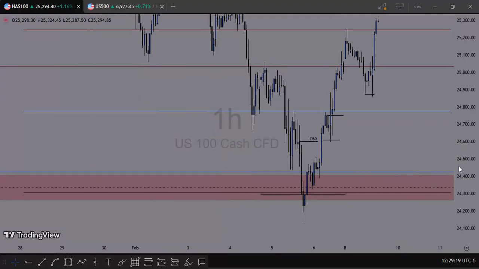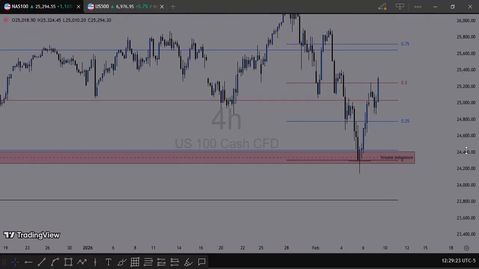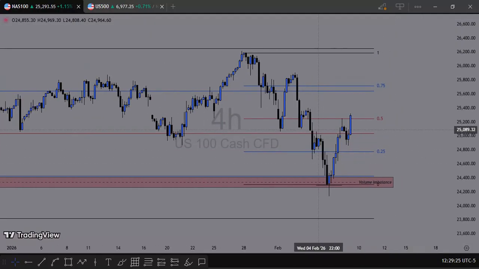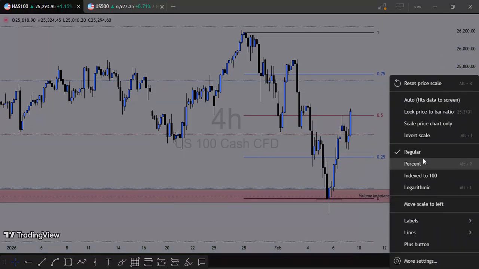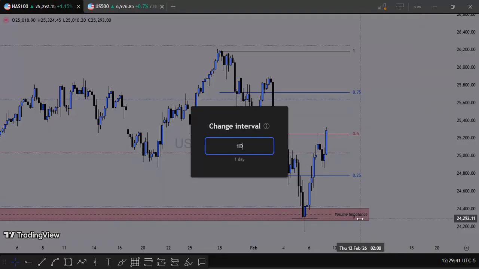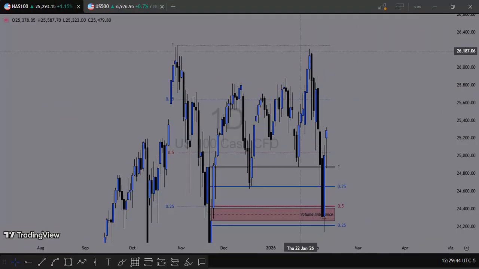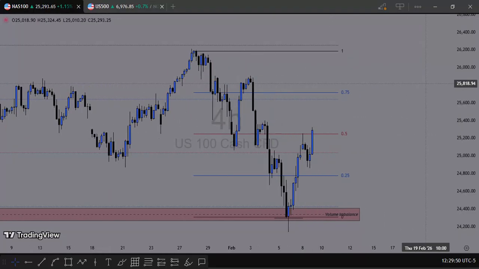Right here, I want to zoom out a bit. Let me go to a 4 hour first to make sense of all of this. If I dim out the larger dealing range so that this can make sense, we can see that from this high over here to this low, we can grade it as a type 2 dealing range. Type 2 is a reversal dealing range.